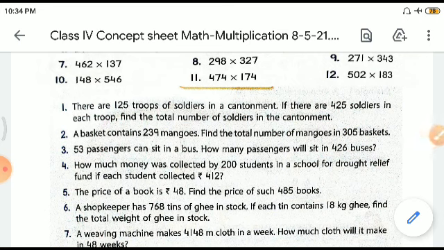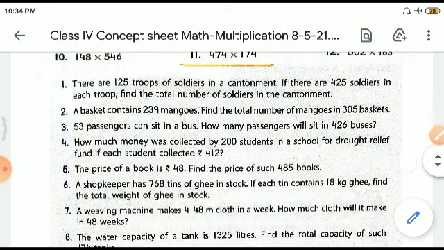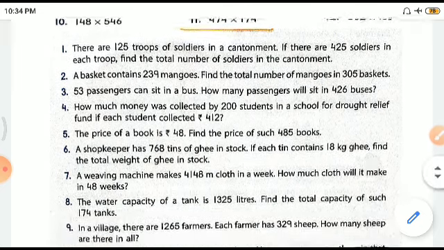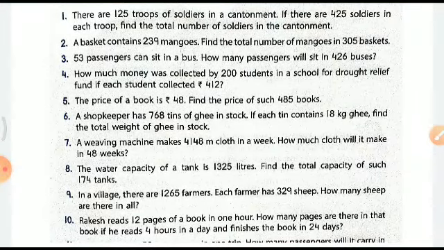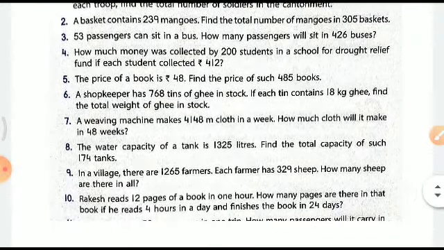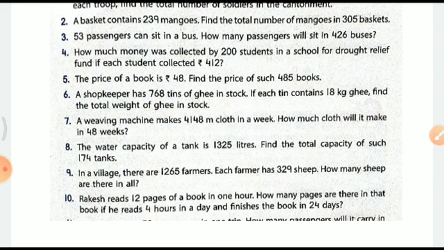Third also. Fourth also is almost similar. Fifth, right? Sixth is also simple multiplication. A weaving machine. Now seventh one again. Eighth and ninth, and now see the 10th one. Let us come.